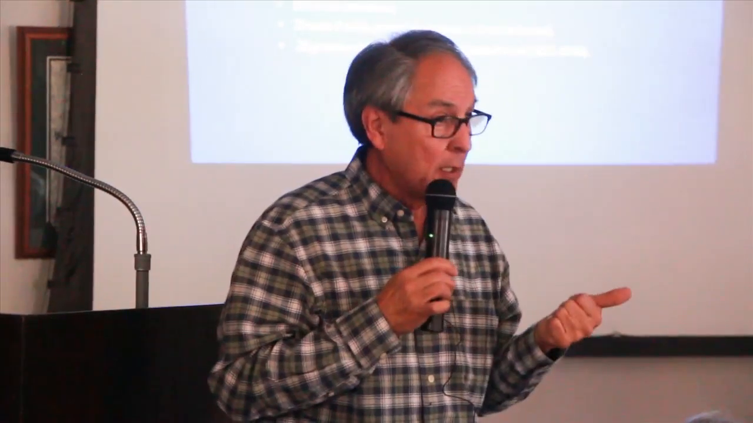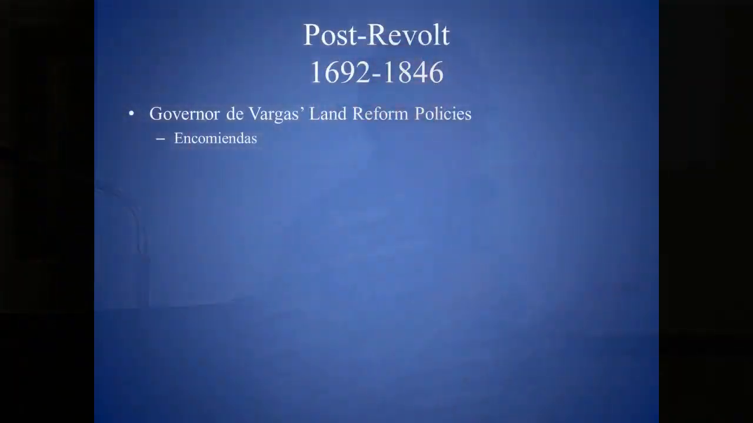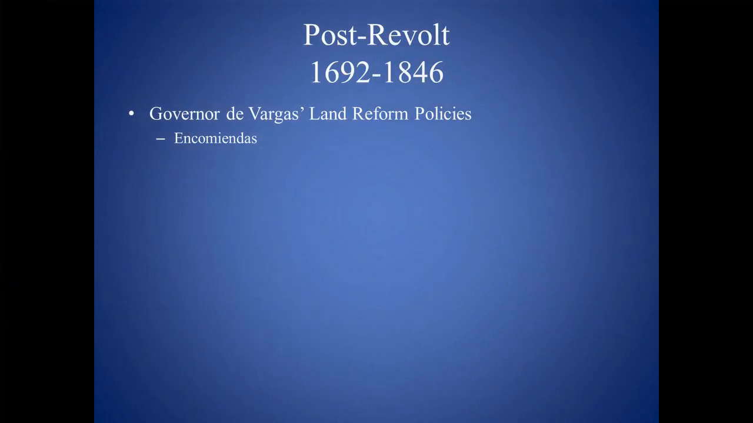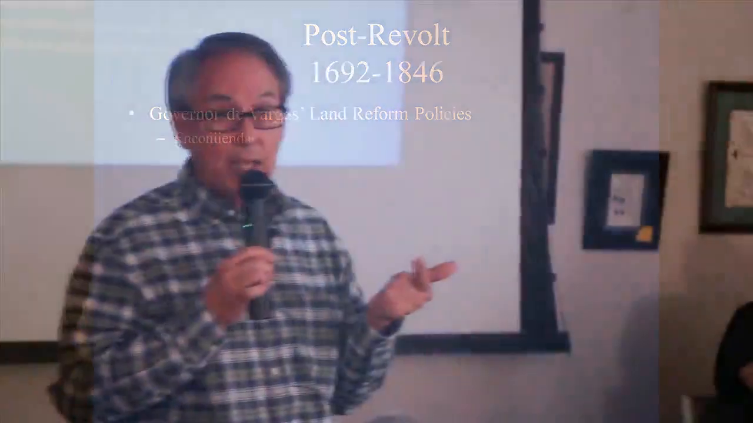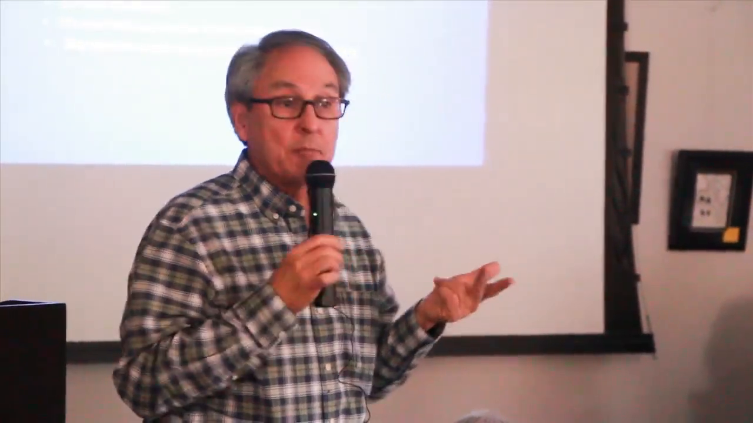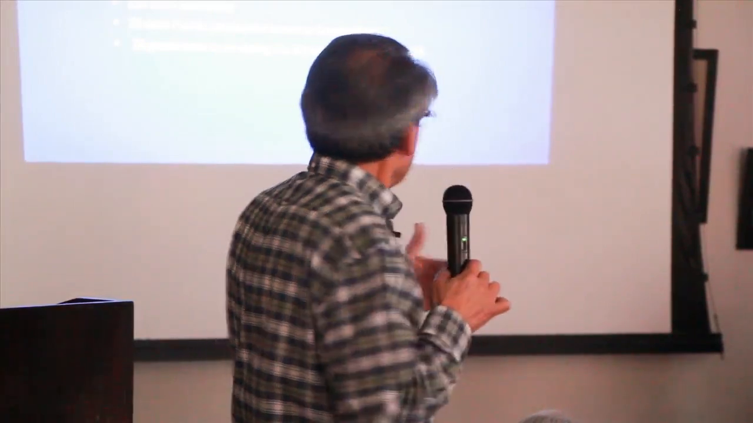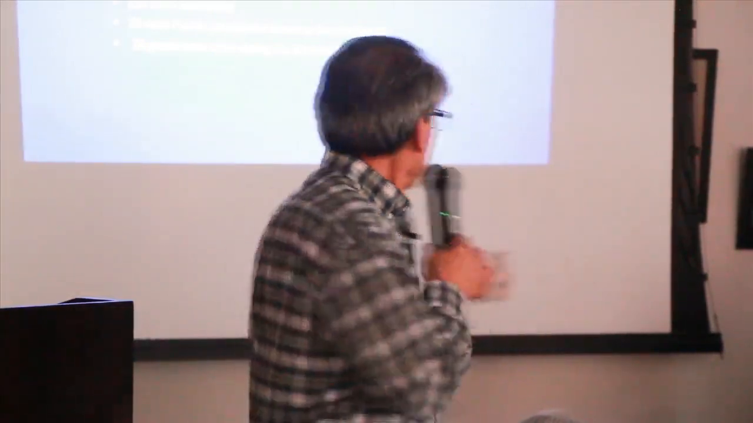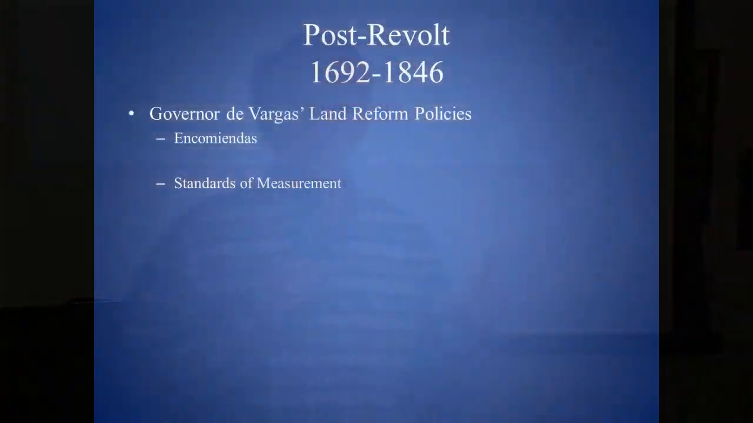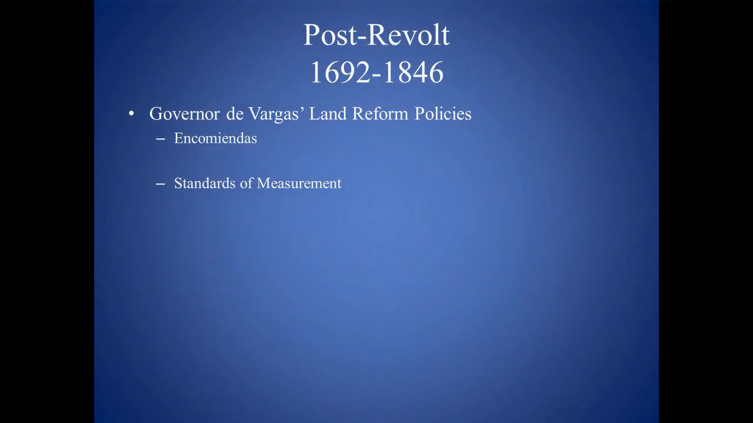So, number one, there could no longer be any encomiendas. In other words, you cannot make a native, whether it was a Pueblo Indian or a Plains Indian, a slave. If you're going to make them do work, you've got to pay them. And there were some rules about what they had to do in order to pay the Indians. So, no encomiendas anymore.